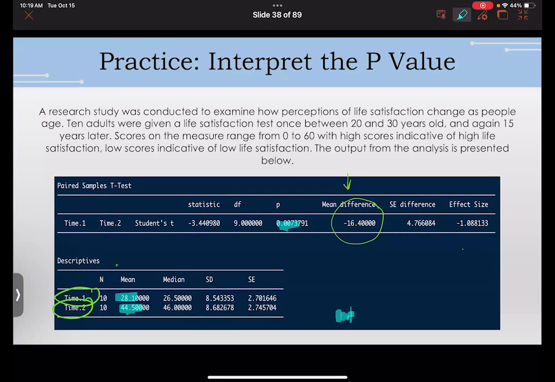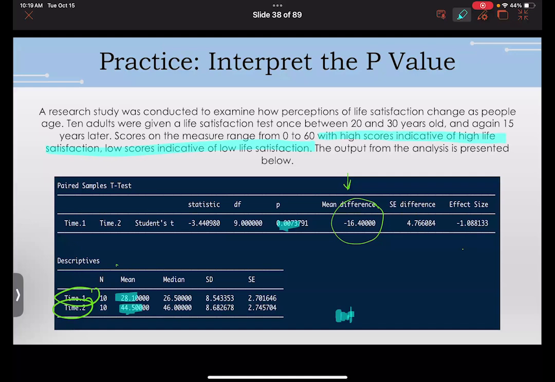We're just telling you that higher scores, 0 to 60... if you tell someone that a scale goes from 0 to 60, you don't automatically know that 60 is good and 0 is bad. That's all this means, with higher scores, right? 60 is high satisfaction and 0 is low satisfaction. That is just explaining the anchors of the scale.